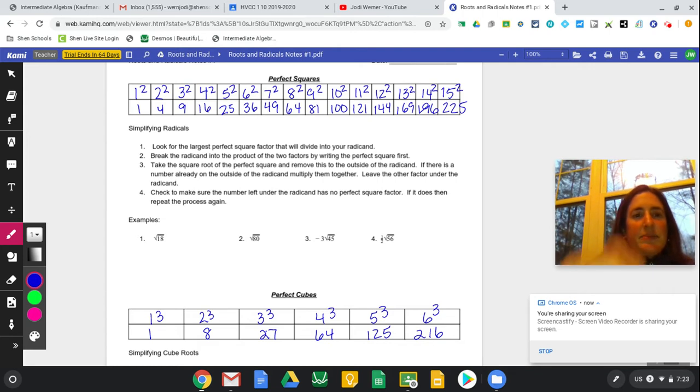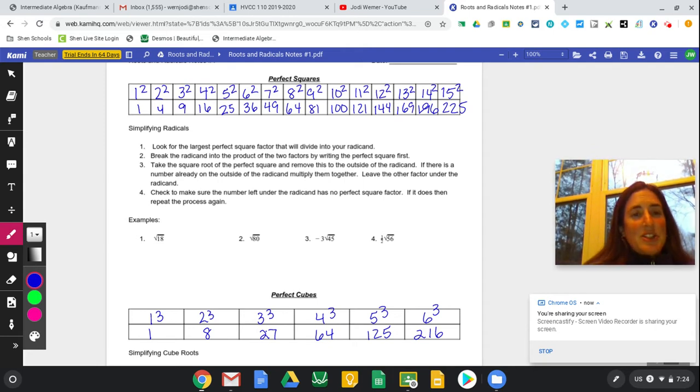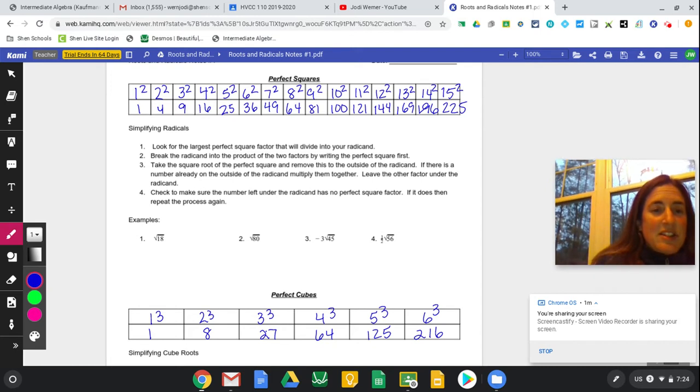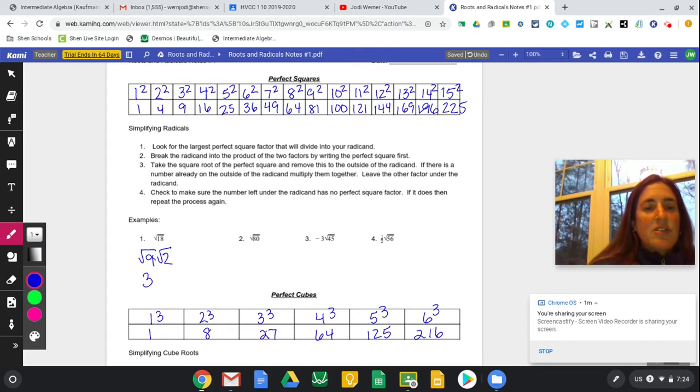So 18. Well, 18 on the chart falls between 16 and 25. So I'm going to say to myself, does 16 divide into 18? No. How about 9? Does that divide into 18? And sure enough, it does. So 18 is going to be broken down into radical 9 times radical 2. 9 times 2 is 18. And the square root of 9, notice I wrote the perfect square from the chart first, is really a 3. So this becomes 3 radical 2.